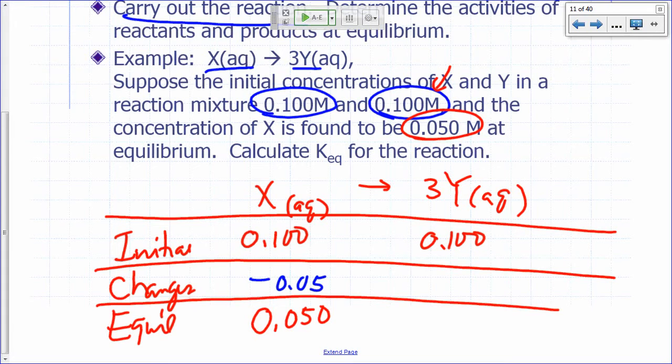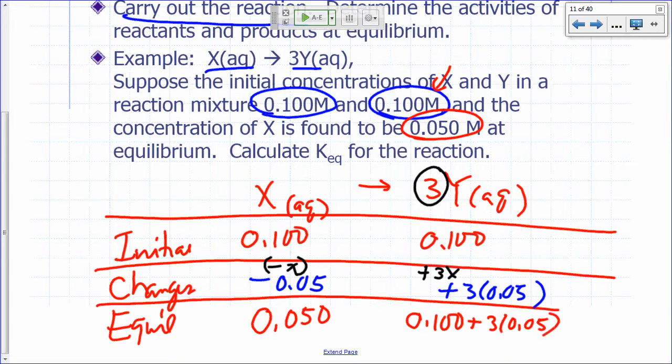So if I lost 0.050 moles per liter of X, how much Y did I make? If I were to lose x moles of X, how many moles of Y would I make? 3:1, the balanced equation. So I'm going to make 3x moles of Y per liter. So what's the change in Y going to be? It's going to be plus 3 times 0.05, because we can identify that x is 0.05. So how much Y do I have now? It's going to be 0.100 plus 3 times 0.05. We're assuming we have a liter of solution, so these are the moles in that 1 liter of mixture.